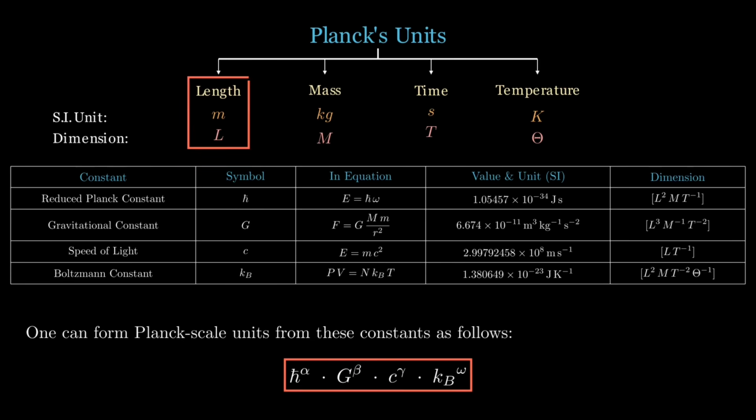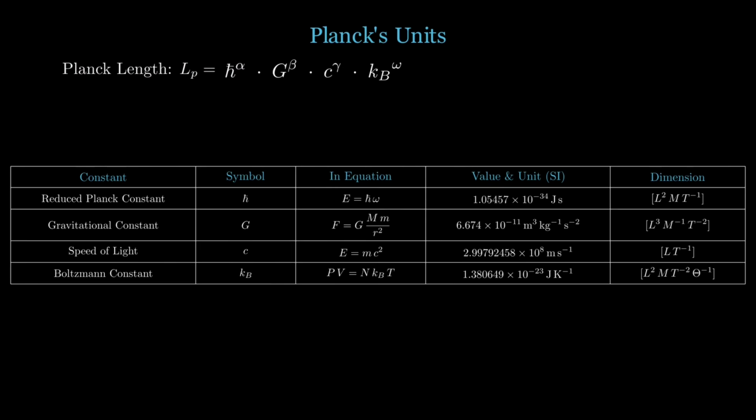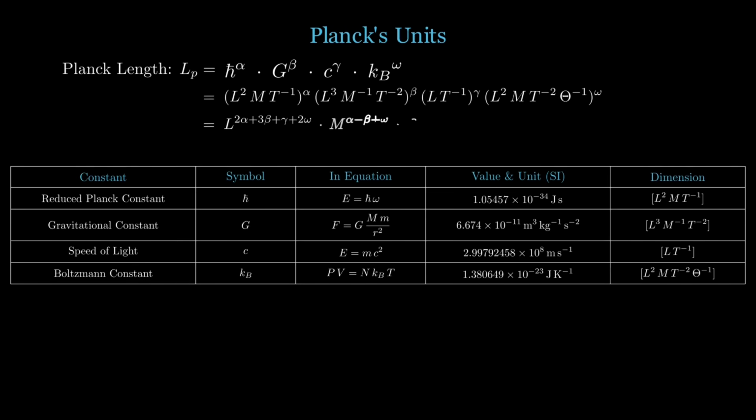For the sake of this video, let's focus only on finding Planck's length. So we need to find the exponents for each of the constants such that dimensional consistency is maintained. Let's replace each constant by its dimensional expression. You can gather each of them from the table. Now multiply and collect the exponents by individual terms. We thus arrive at this expression here.